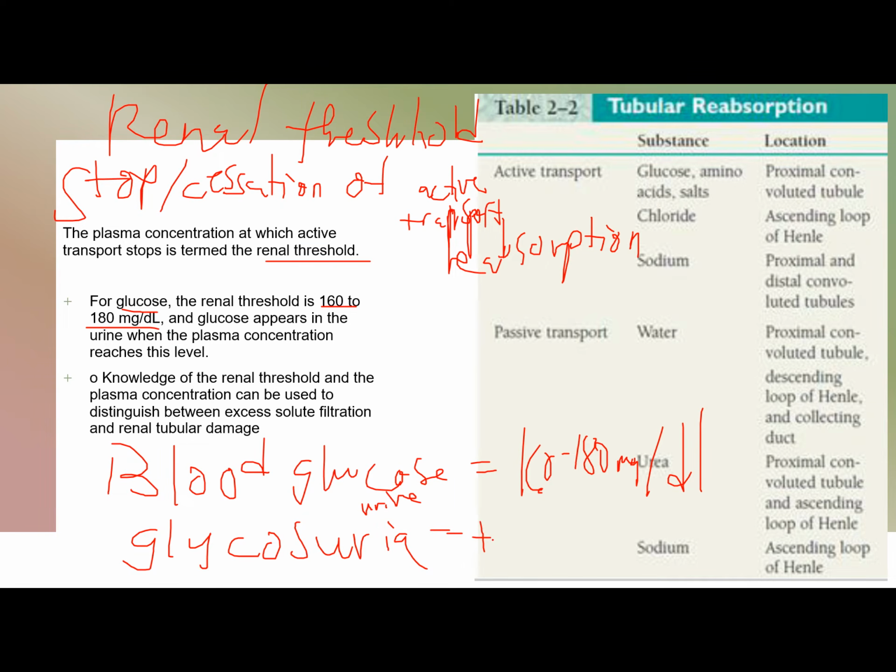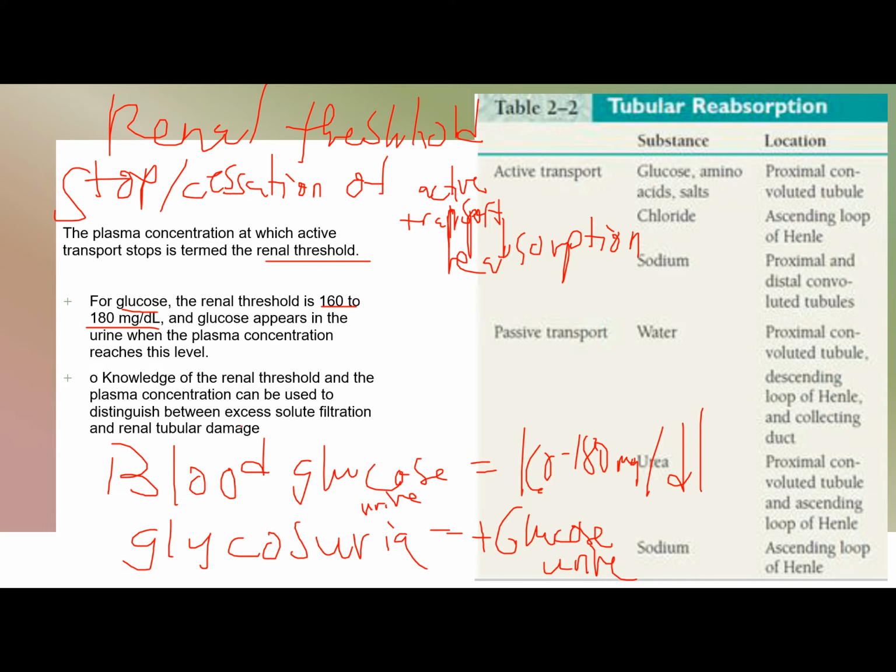You would be positive for glucose in your urine. So when you get your sugar tested, let's say you're diabetic, class, if you're diabetic and your glucose is 160 to 180 or 200 milligram per dL, there is a high chance that you will also have glucose in your urine. So, it's very important to be aware of this.